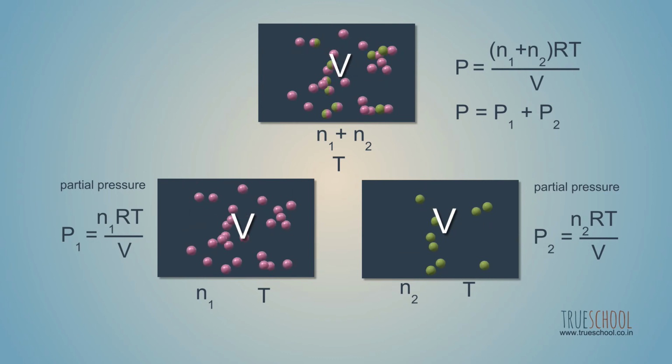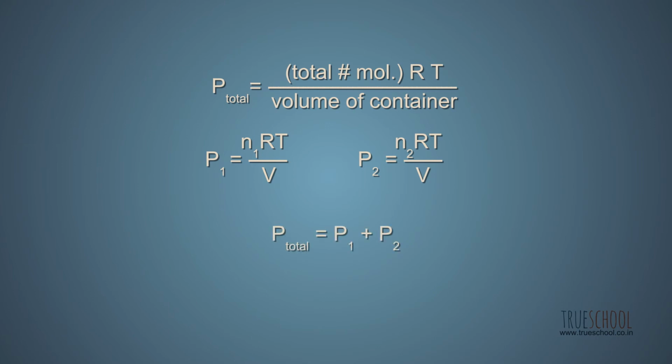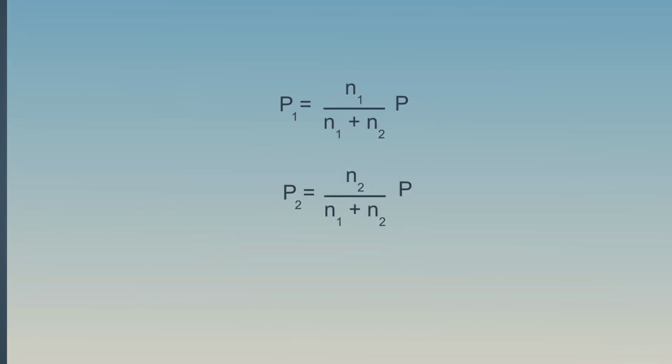Let's sum up what we have learned in this video. Total pressure of a mixture of gas is this. Partial pressure of each component of gas is this. Total pressure is the sum of partial pressures of each component. Mathematically, we can find the partial pressure of each component from the total pressure using this expression. Try to arrive at it yourself. It's easy.